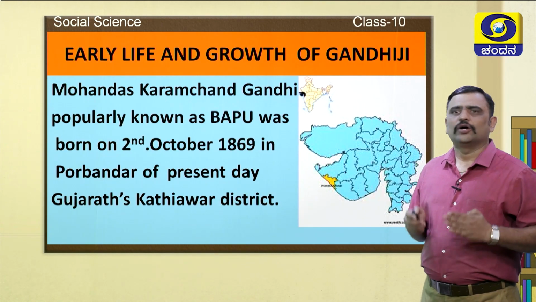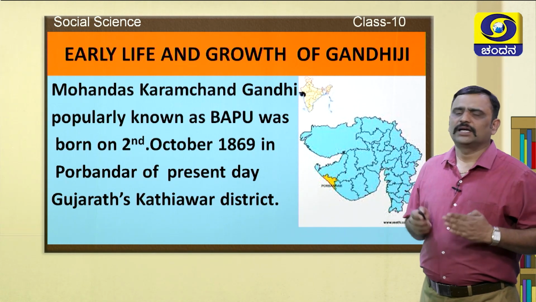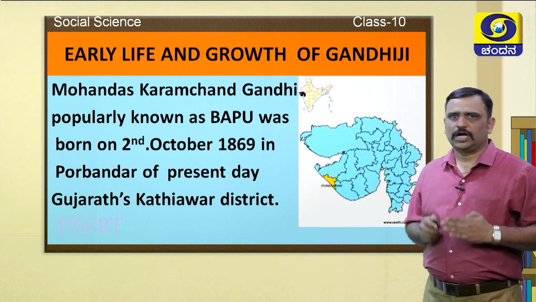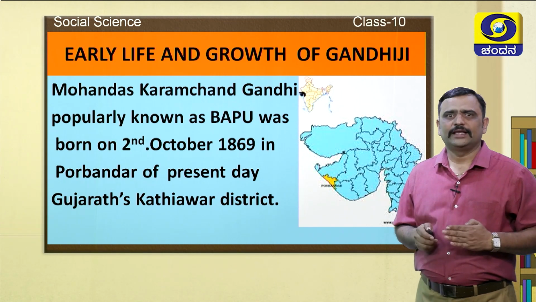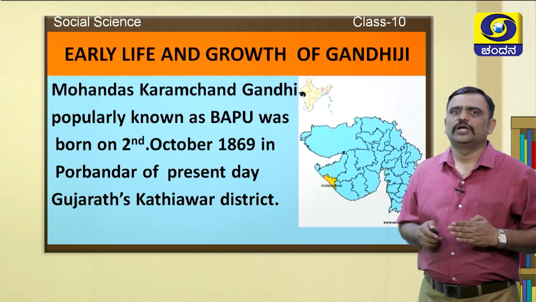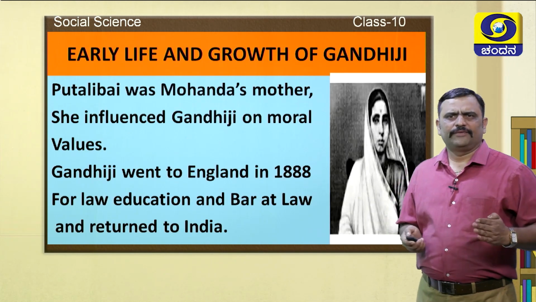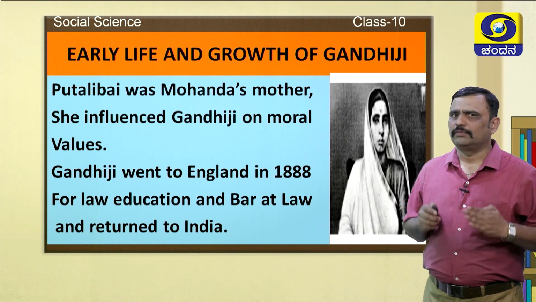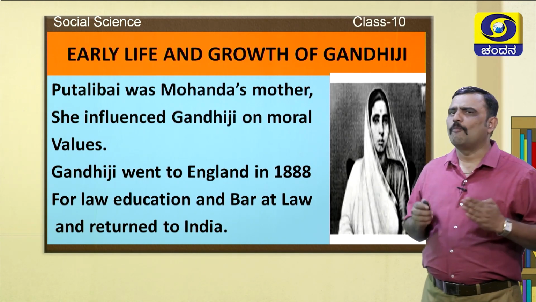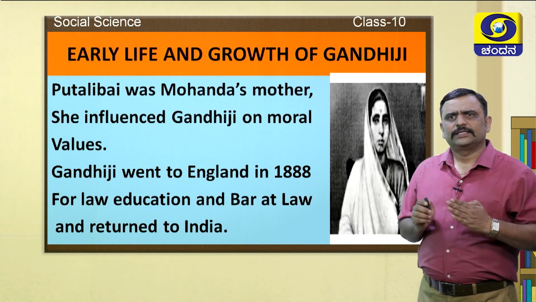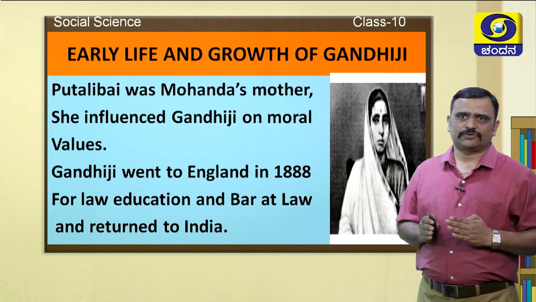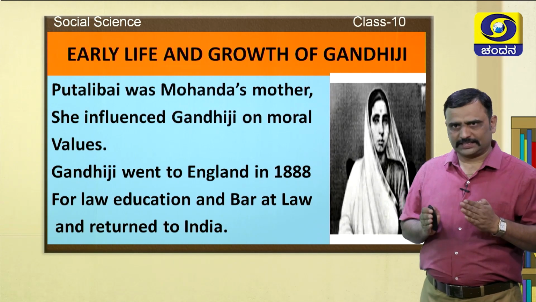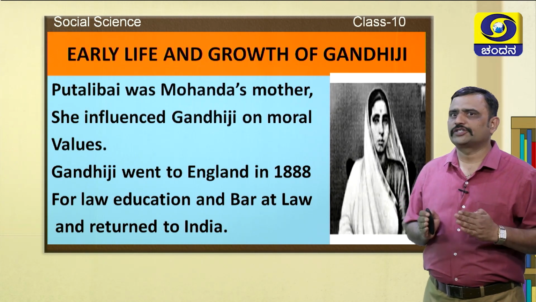Early life and growth of Gandhiji. Mohandas Karamchand Gandhiji, popularly known as Bapu, was born on 2nd October 1869 in Porbandar of present-day Gujarat's Kathiawar district. Putlibai was Mohandas' mother. She influenced Gandhiji on moral values. It is a fact we have learnt in history that parents and teachers have great influence on any individual's life and the value system they carry.